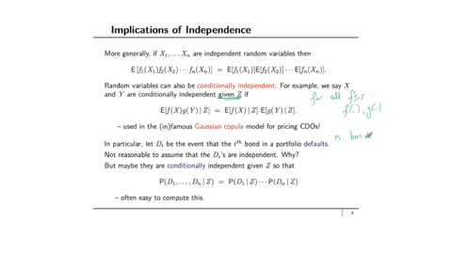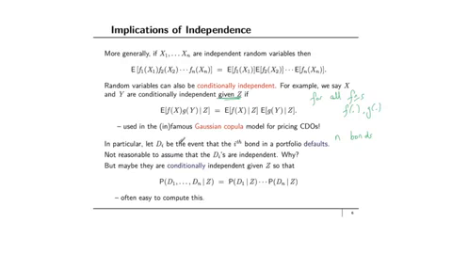It's not reasonable to assume that the Di's are independent. You might ask, why is that? Well, there will be all sorts of macroeconomic factors or industry-specific factors which will cause defaults to be dependent. For example, maybe some industry crashes, and that might cause not just one firm but multiple firms in that industry to default. So it doesn't make sense to assume that these events, the Di's, are independent.